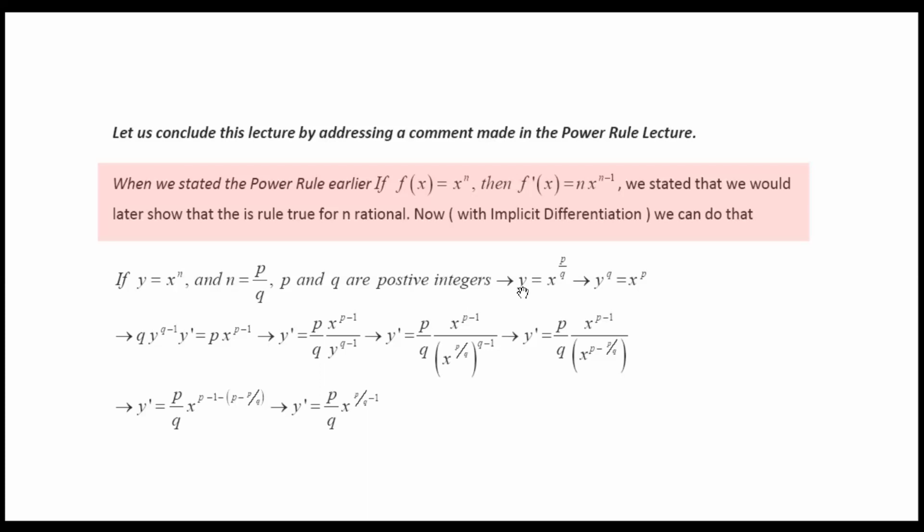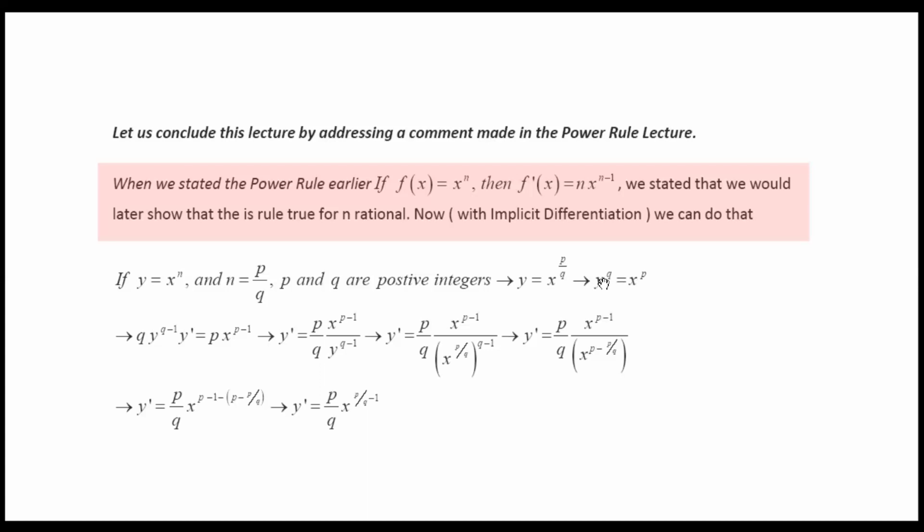Now when you raise y to the q power, it gives you y to the q. And when you raise x to the p over q power to the q power, remember when you raise something to a power raised to a power, you multiply exponents. And when you multiply p over q times q, you get just p. Now let's take the derivative.